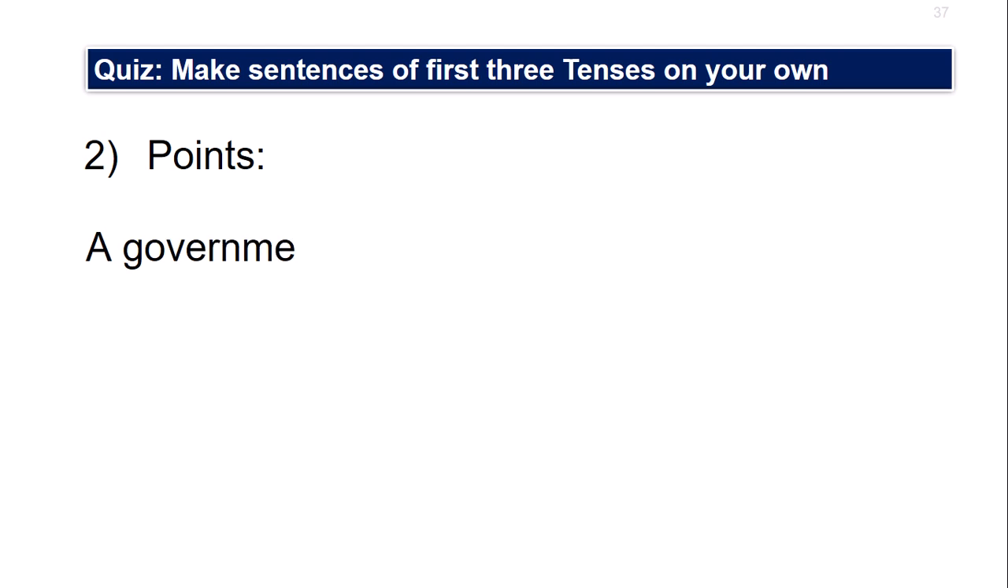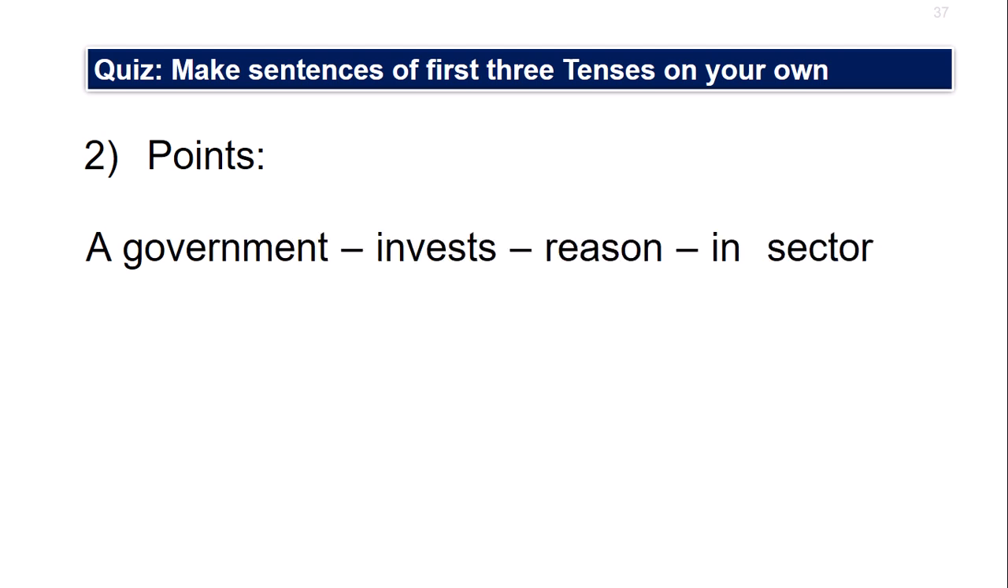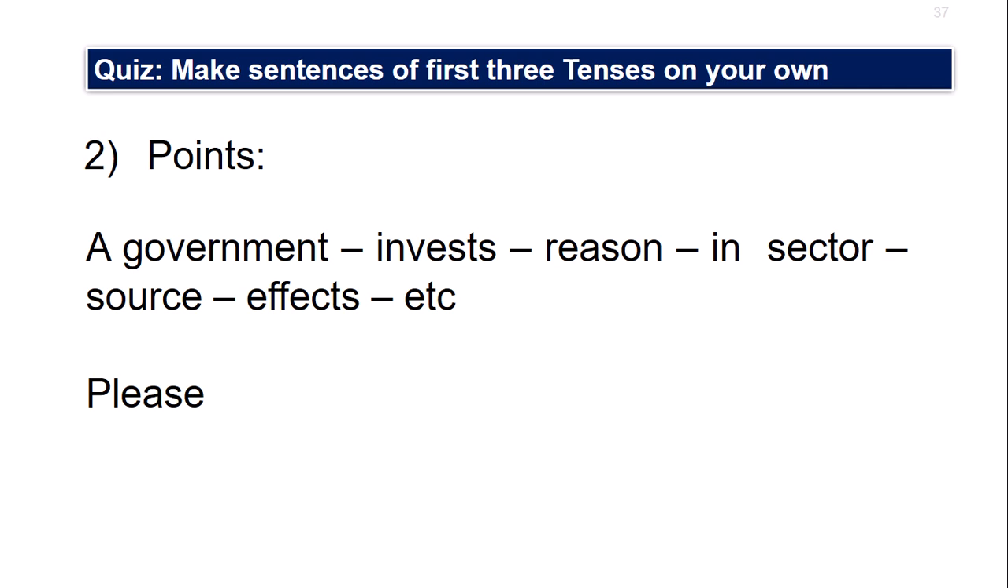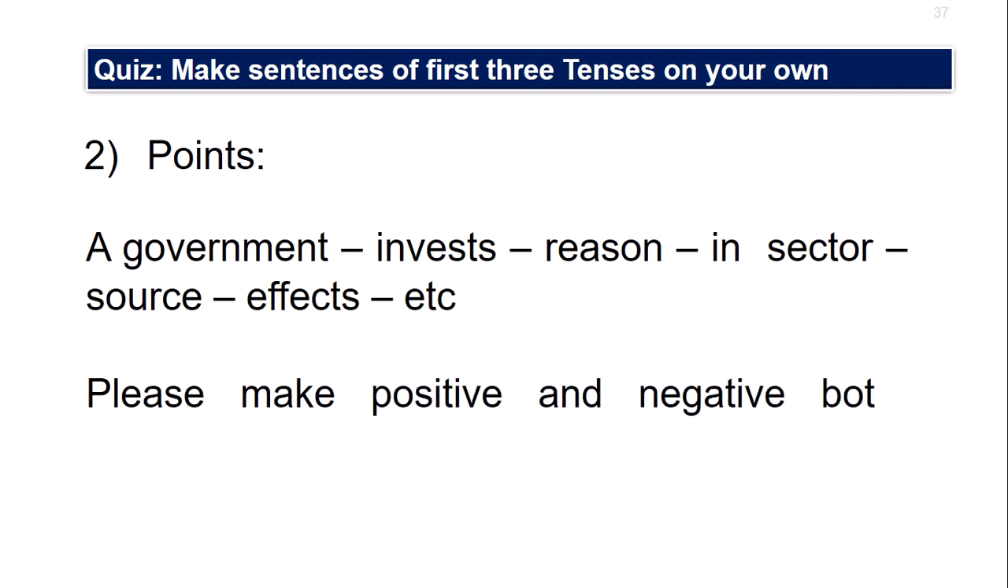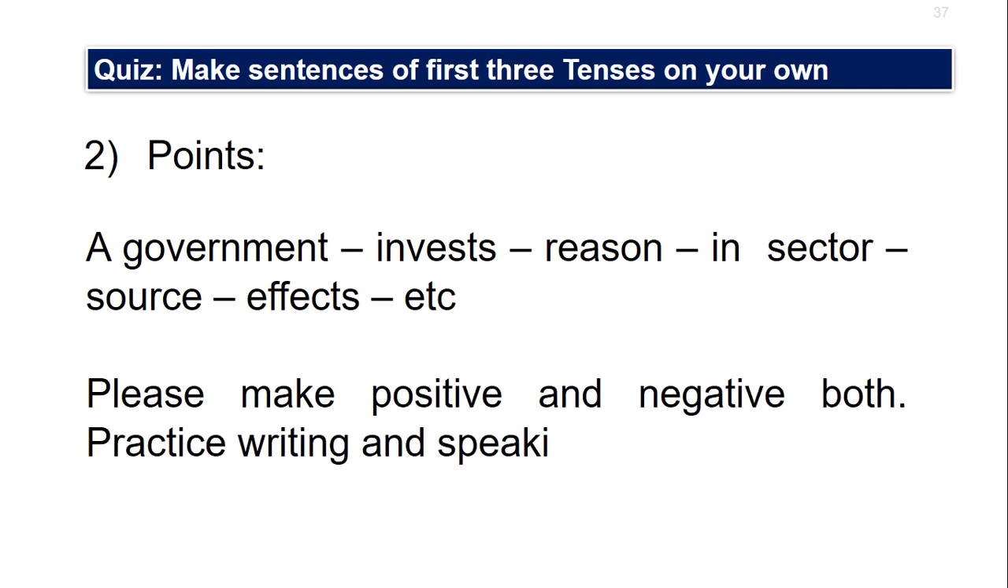Let's move on to the next sentence, and the points are on the screen at the moment. A government, it involves a government, investment, reason for the investment in various sectors, the sources out of which the governments allocate money, effects, etc. Even without using all these points or clues, you can generate ideas or you can make sentences. And don't forget to use the three different tenses that we have learned until now, and try to make positive and negative both sentences.